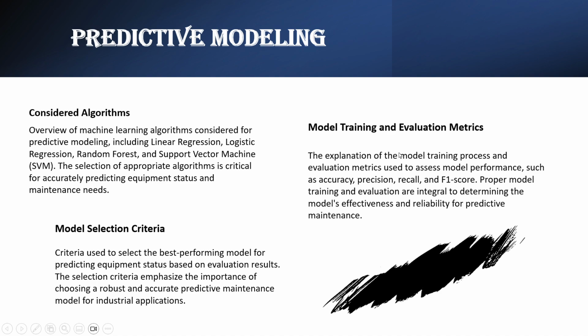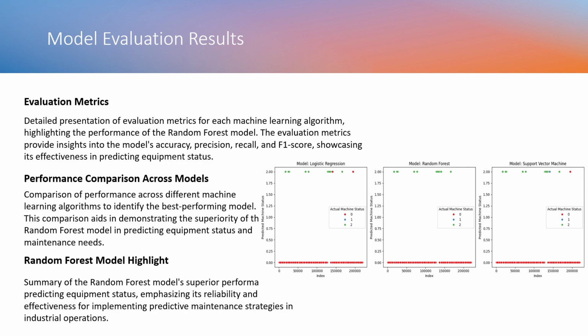Also, the model training and evaluation metrics section explains the model training process and the evaluation metrics used to assess model performance, such as accuracy, precision, recall, and F1 score. So let's go to the evaluation matrix, a detailed evaluation matrix for each machine learning algorithm. It will highlight the performance of random forest. The evaluation matrix provides insights into model accuracy, precision, recall, and F1 score. Here this is logistic regression, this is random forest, and this is SVM.